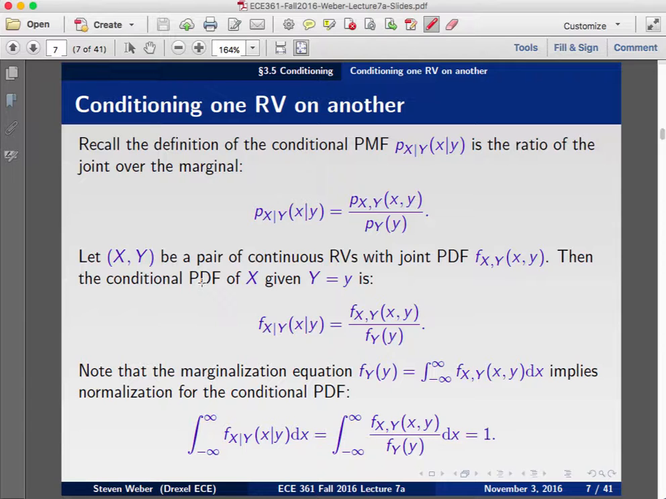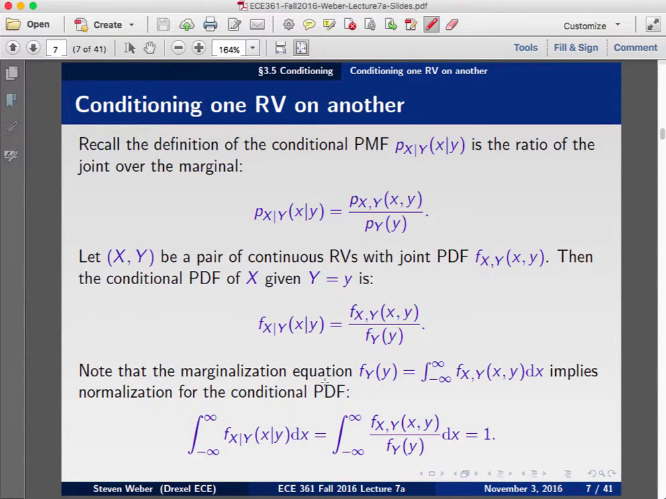The exactly analogous formula holds in the case of continuous random variables, replacing probability mass function with the probability density function. In particular, the conditional distribution of the random variable X given the value for the random variable Y is the ratio of the joint distribution of the pair X and Y over the marginal probability density function for Y.